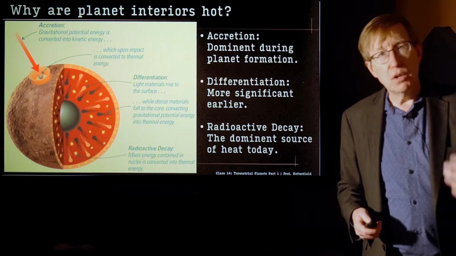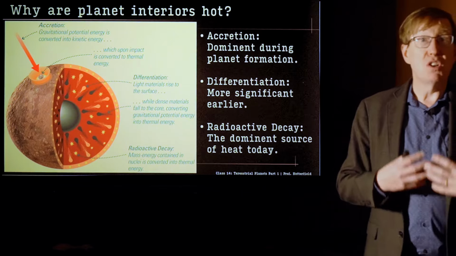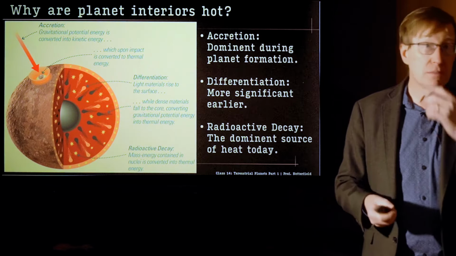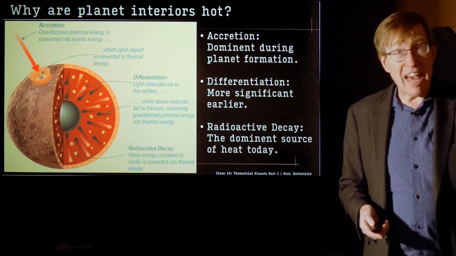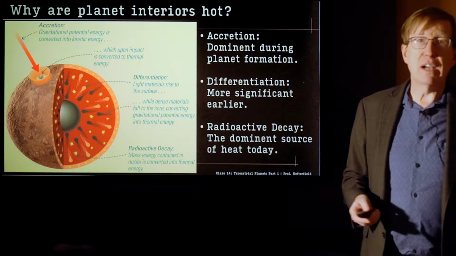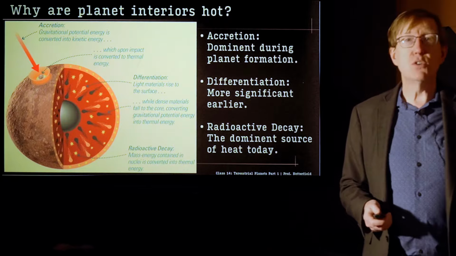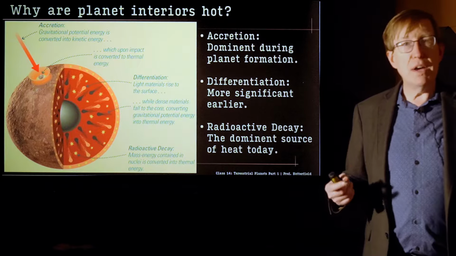Very, very slowly, over billions of years, the uranium decays down into lead and other materials, which serves, at a very low level, to keep the interior of the Earth warm. So that is the dominant source of heating inside the Earth today: radioactive decay. That gradually decreases, but that's what's happening. So that's why the interiors are hot.